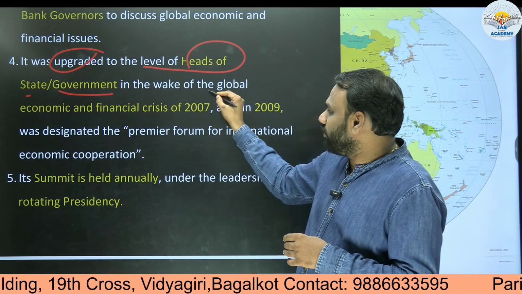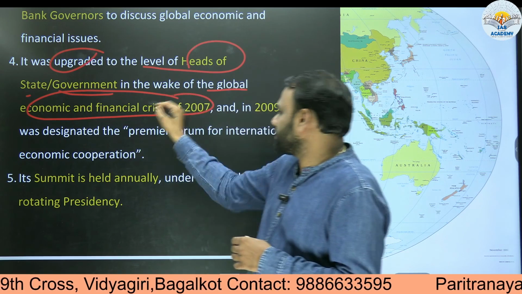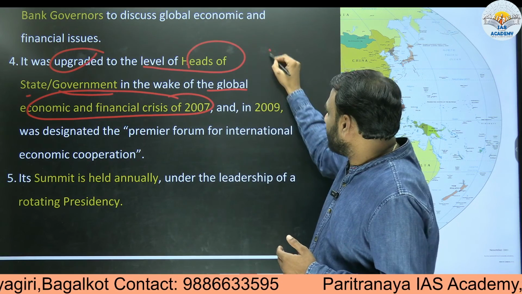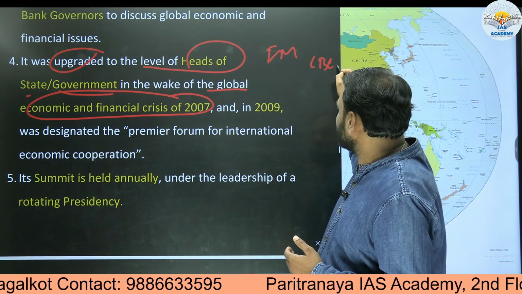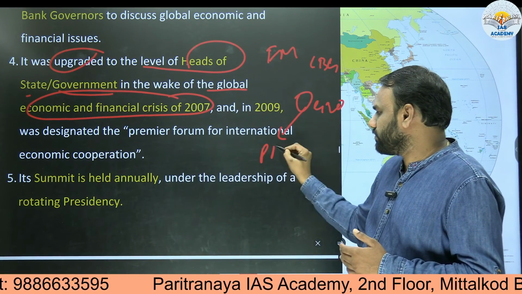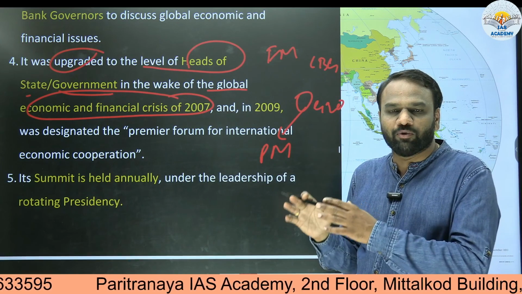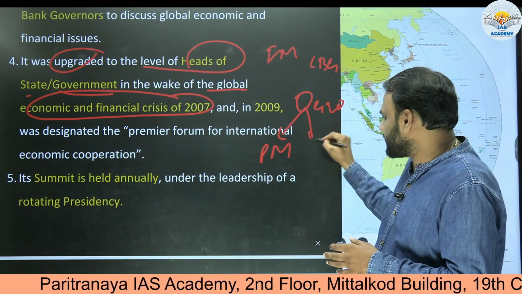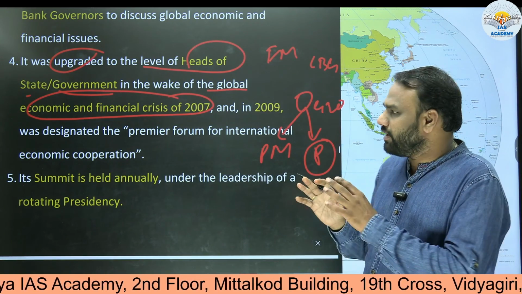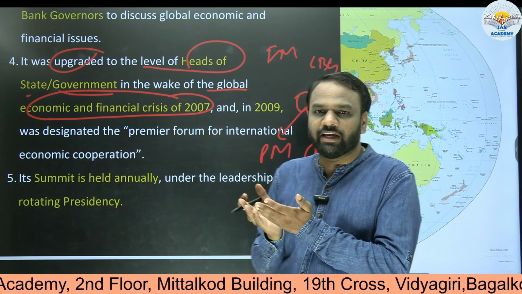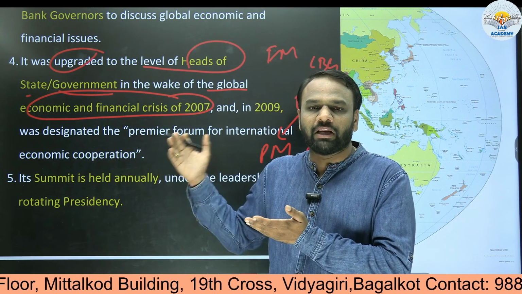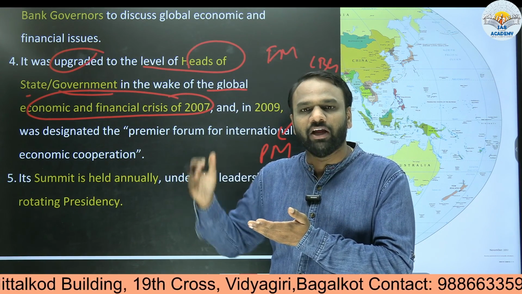Okay, in the wake of the global financial crisis of 2007. So from 2007 onwards, what happened? It was upgraded. Rather than finance ministers and central bank governors, now G20 is represented either by the prime minister, if the prime minister is the most powerful position in that particular country, or the president, if the president is the most powerful person in that country. So from 2007 onwards, we are seeing an upgradation. Previously, representation was from finance ministers and central bank governors, whereas now it is from either the prime minister or the president of that country.